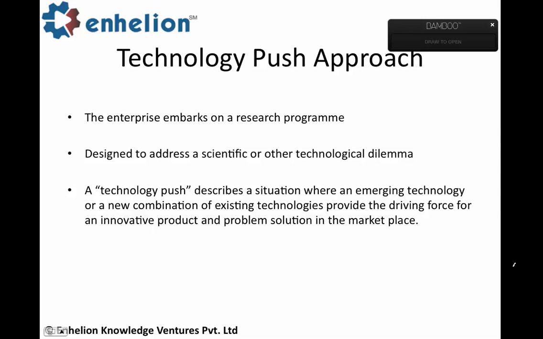marketplace. In this scenario, the enterprise may achieve the objective of developing a solution or an invention, but converting that solution into an applied form for commercialization may not be easy. And this is the single most important drawback of this approach in the innovation stage. This can be explained through an illustration which is self-explanatory.